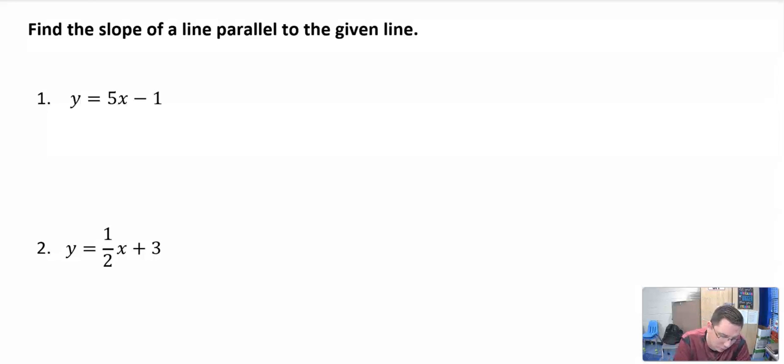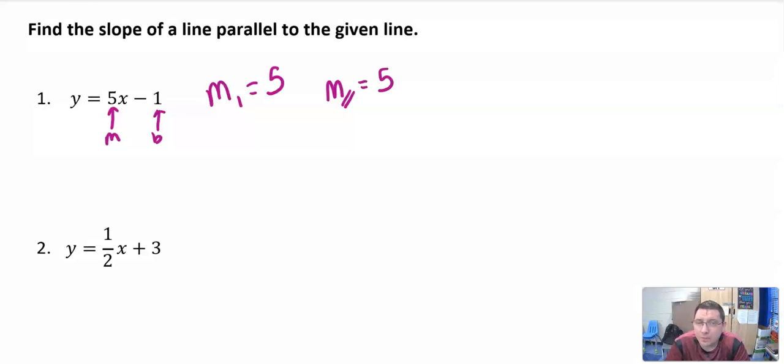But since this is in slope-intercept form, remember that the slope sits here. And this is your y-intercept, of course, the b. And so what is the slope of this line? Well, the slope of the original line, we'll call that m1, is equal to 5. But the slope of a parallel line, we just said a moment ago, has to be the same. And so the slope of a parallel line, this is the symbol for parallel here, the slope of the parallel line would be the same, and it would be 5. And so if I wrote an equation like y equals 5x plus 3, that would be parallel to y equals 5x minus 1 because they have the same slope.